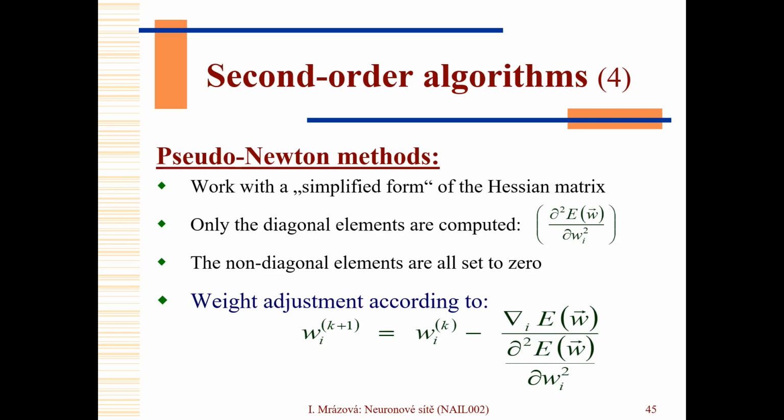So the weight adjustment would then proceed according to the following formula, where the weight at the iteration k plus 1 for the ith weight would correspond to its previous value Wi at iteration k minus the gradient in the dimension i for capital E at the point W divided by the second order derivative of the function capital E at the point W by Wi to the square.